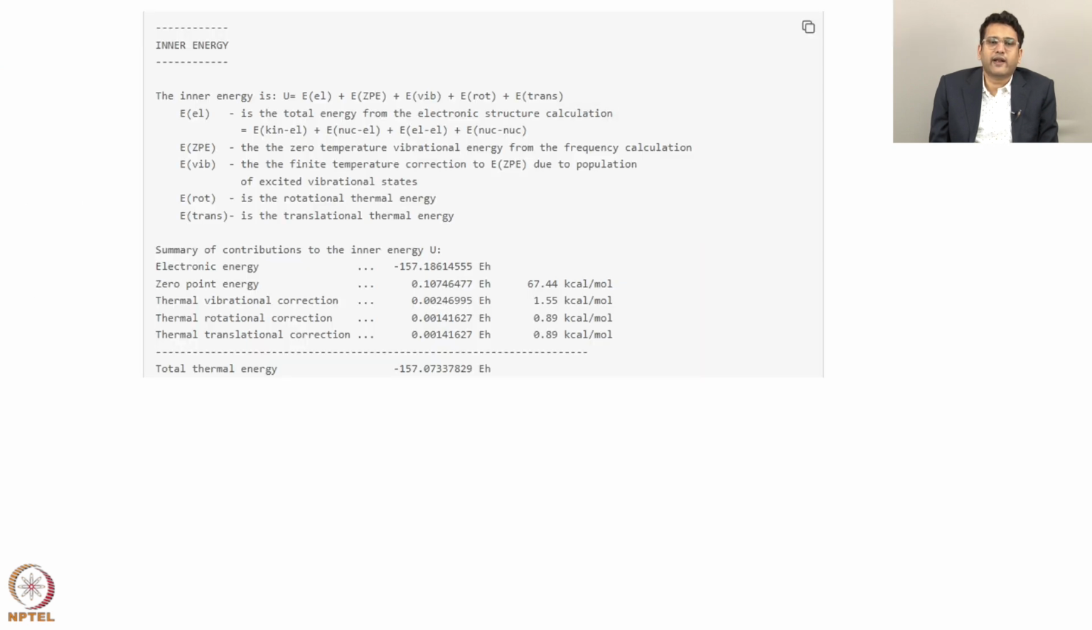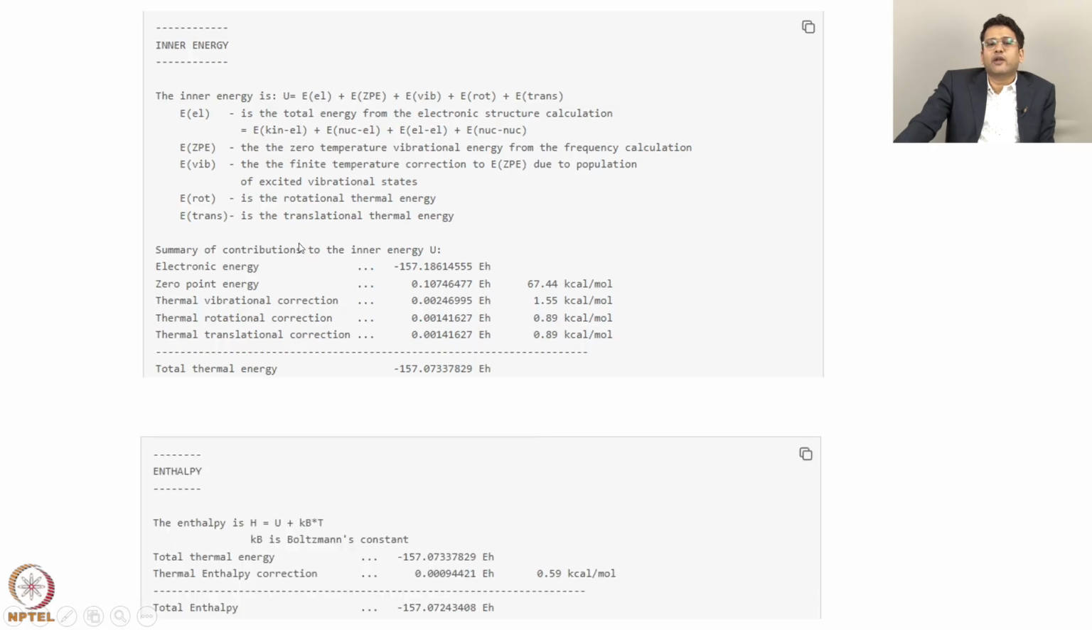But before that, whatever we have discussed, this is what it will look like in the ORCA output file. This is the electronic energy, and this is the inner energy, which is electronic plus ZP plus vibrational plus rotational. You can see their contributions. In comparison to the electronic energy, the rest of the contributions are actually quite small, and the highest contribution is the zero point energy. And generally the thermal entropy contribution, where kBT is the Boltzmann constant times temperature, is also quite small.